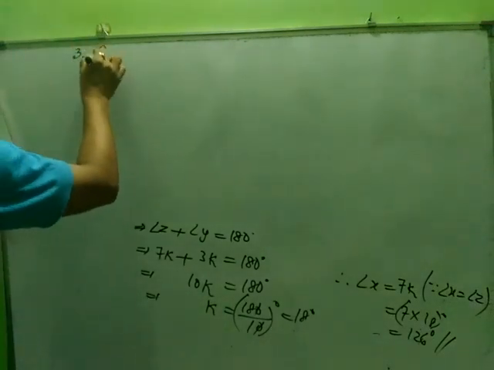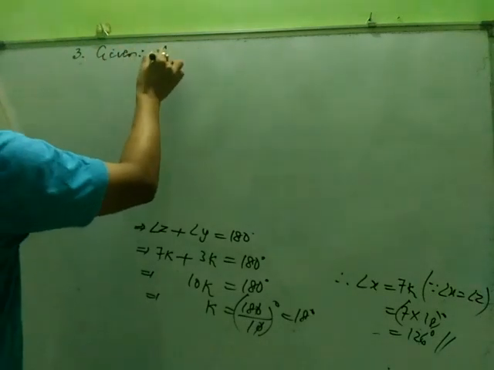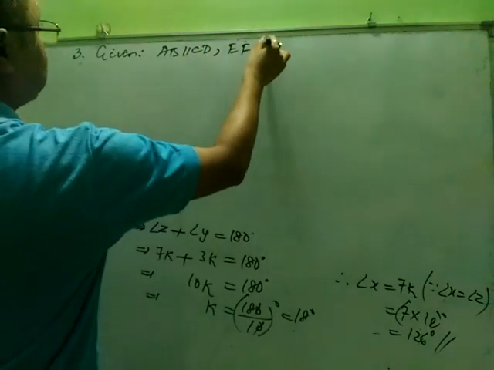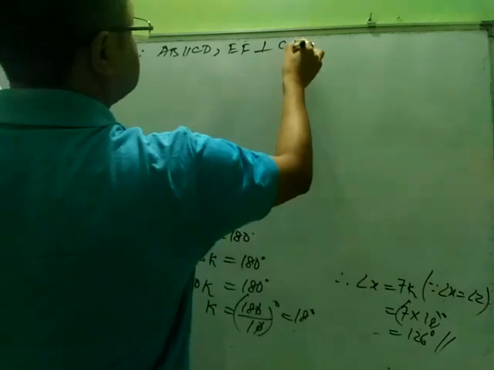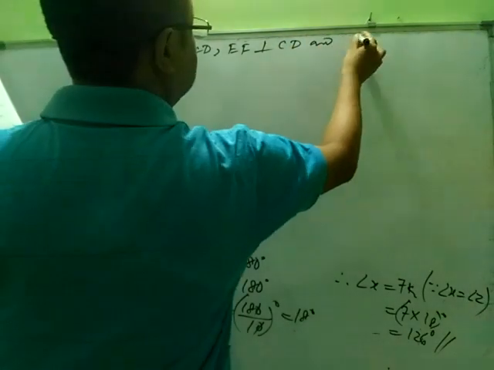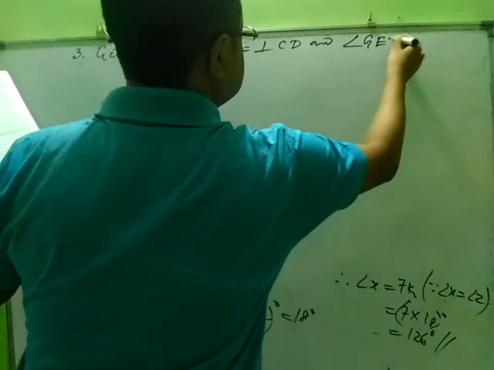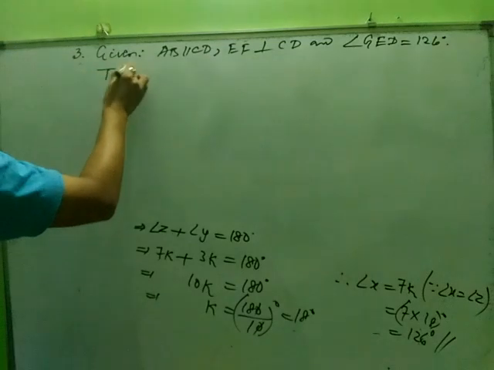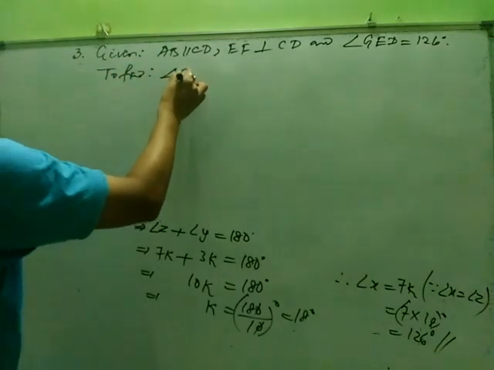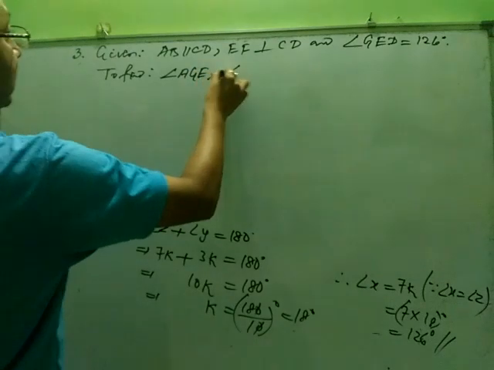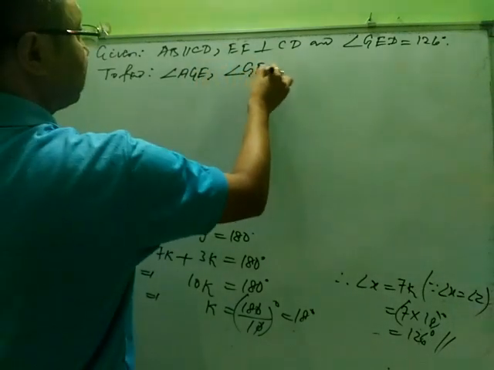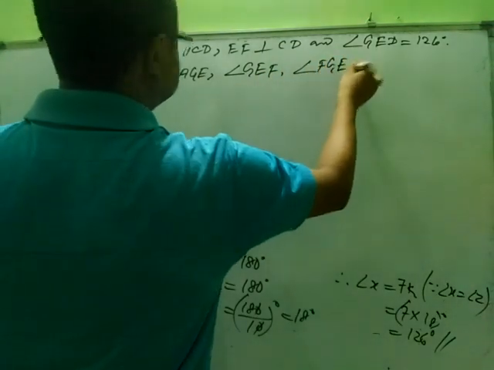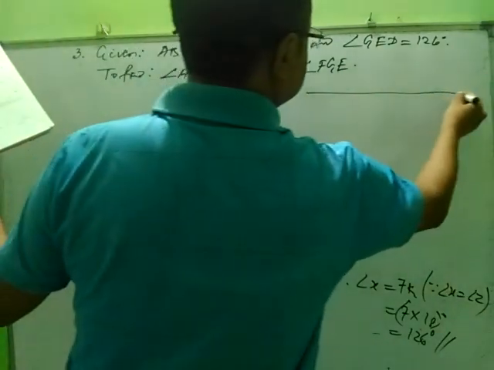Number 3, it is given that AB is parallel to CD, EF is perpendicular to CD, and angle GED equals 126 degrees. Now to find angle AGE, angle GEF and angle FGE. So the drawing is given.